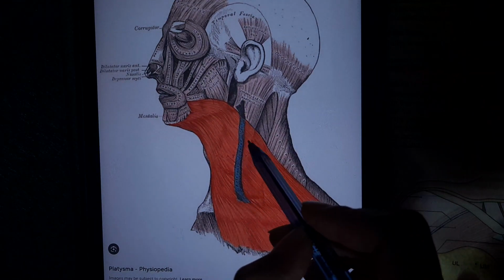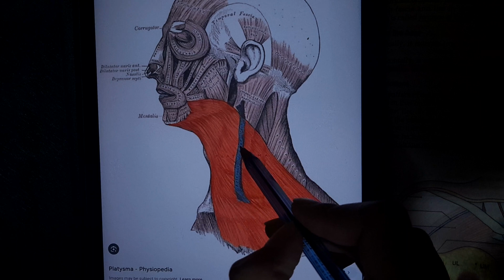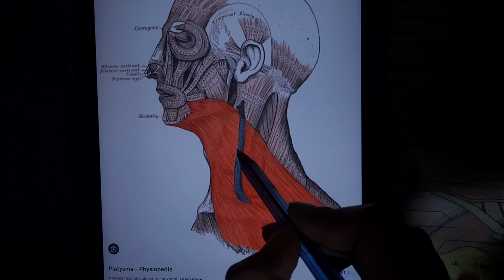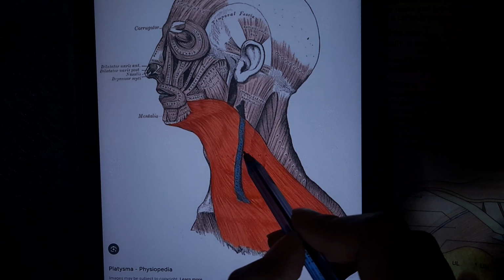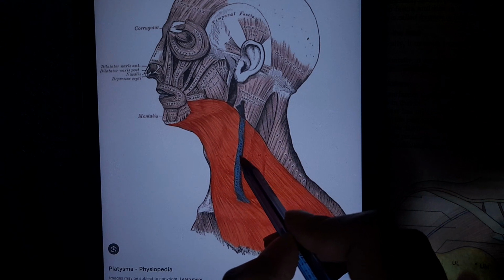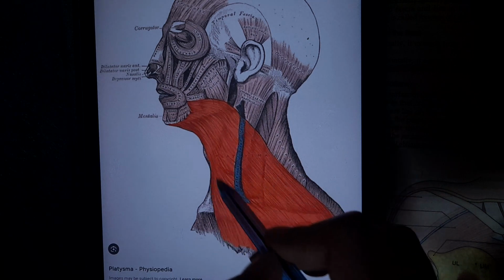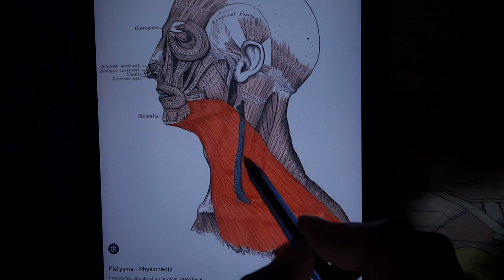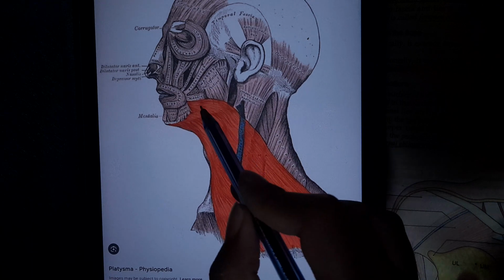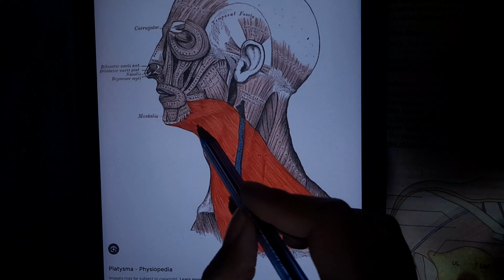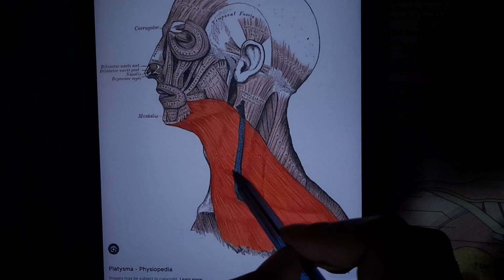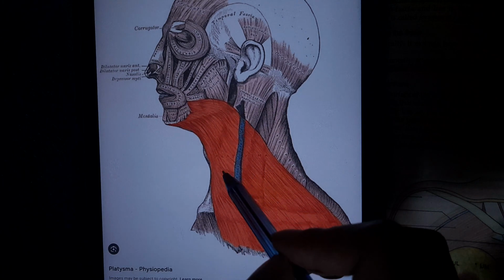And it is not even a nerve, it's a blood vessel. And which blood vessel is it? It's a vein. And which vein is it? The external jugular vein. So your platysma, this broad muscle, will protect your external jugular vein when your mouth is being opened or closed when you talk. So this is the external jugular vein.